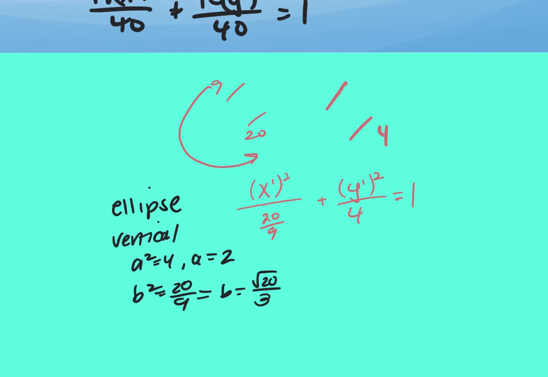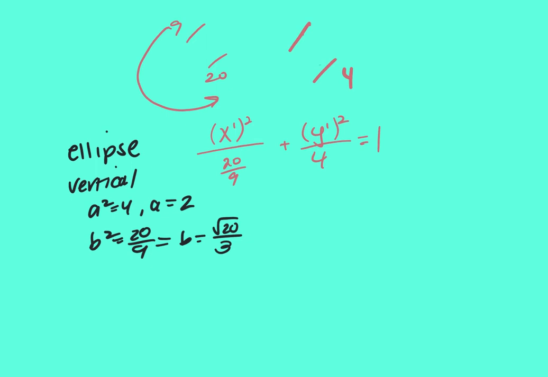Now, if I'm going to draw this, I'm actually going to approximate it from there. Root 20 is in between, like, root 16 and root 25. So we could call it like a 4.5 over 3.